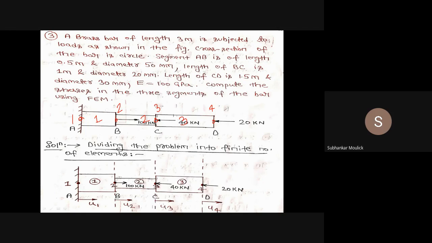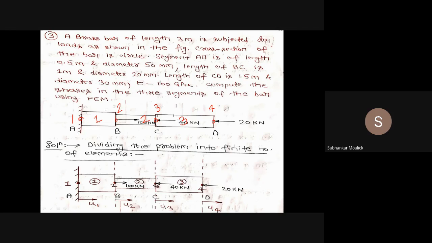At nodal point 2, the force acting is plus 100 kilonewton. At nodal point 3, the force acting is minus 40 kilonewton. At nodal point 4, the force acting is minus 20 kilonewton. If I want to see the boundary condition, at nodal point 1 the displacement of the bar AB will be 0. Why 0? Because it is a fixed end.